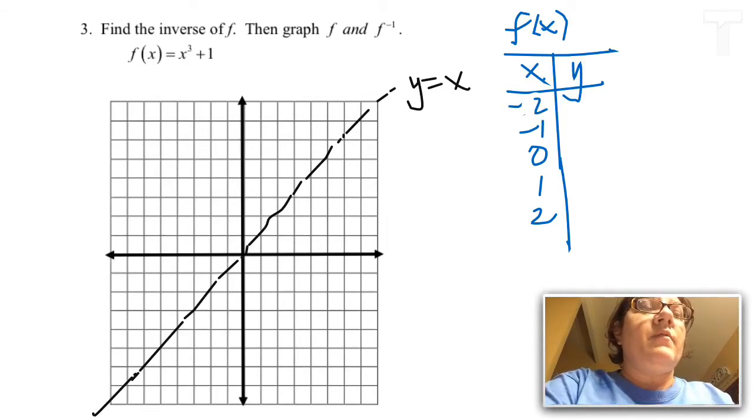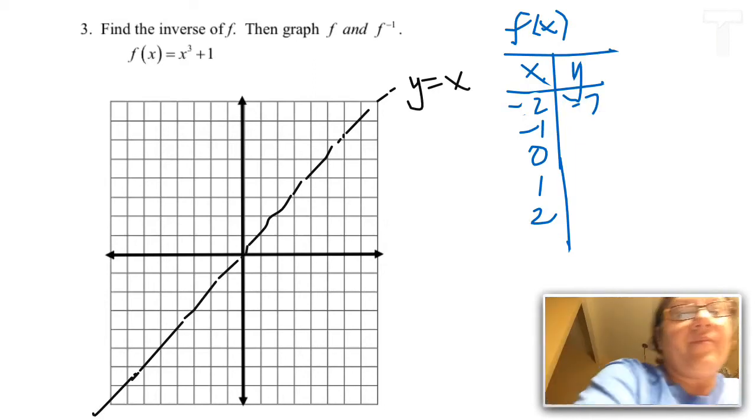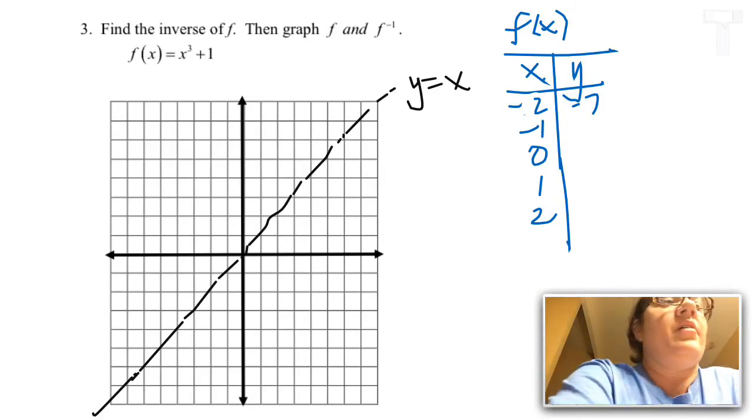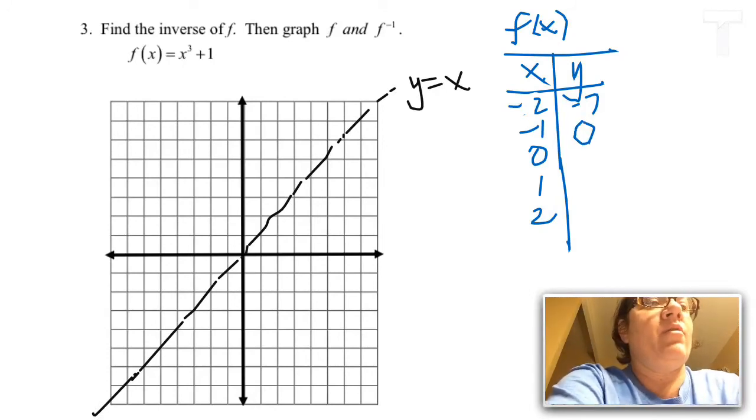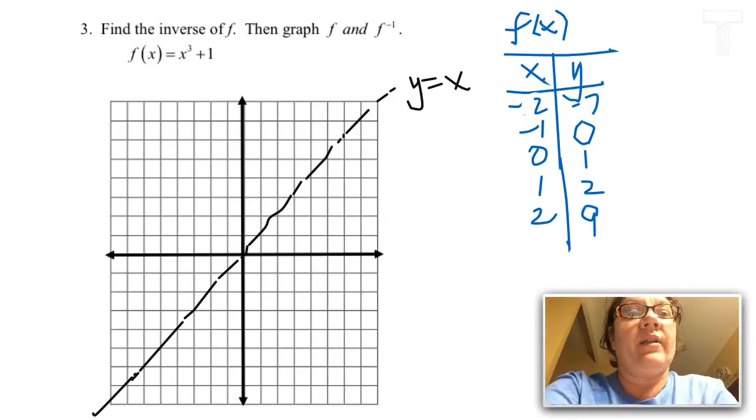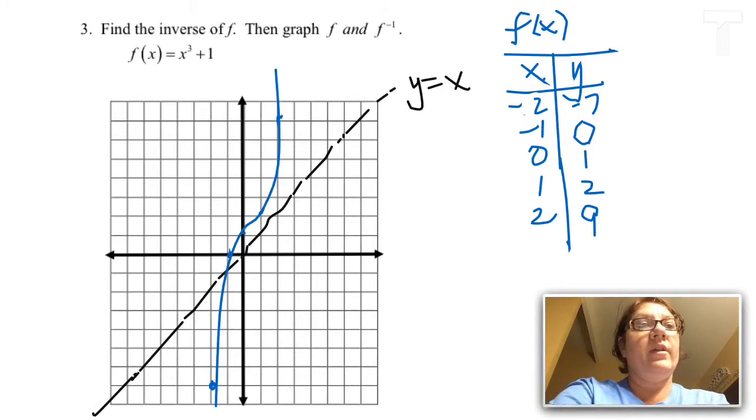So if I plug in -2, I'll get -8 plus 1, which is -7. If I plug in -1, I'll get 0. If I plug in 0, I'll get 1. If I plug in 1, I'll get 2. And if I plug in 2, I'll get 9. So I could plot these: -2, -7, and so on. And it'll look like that.